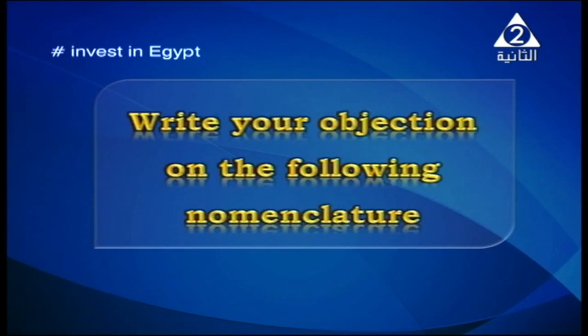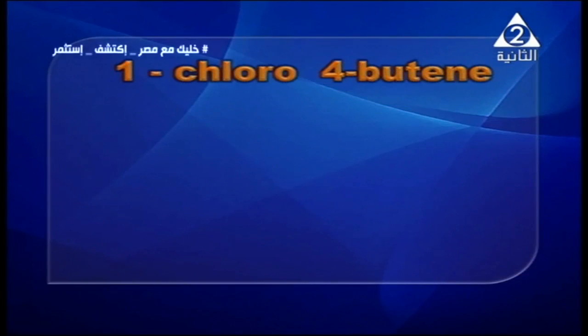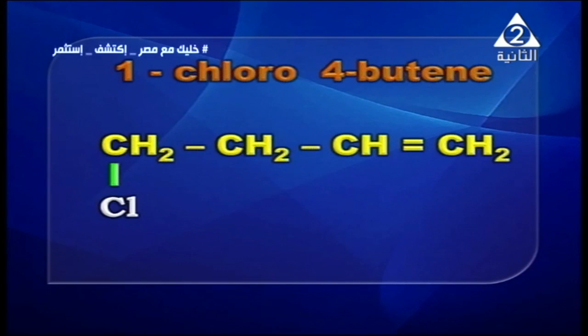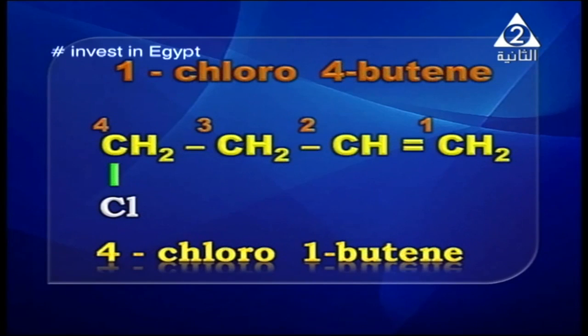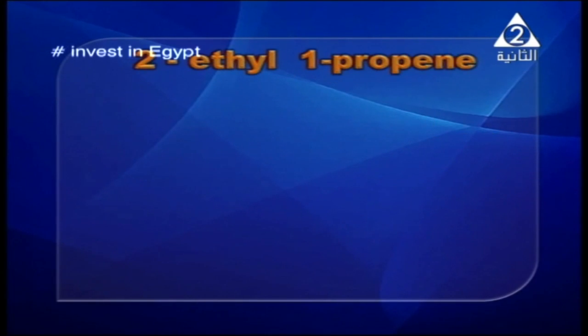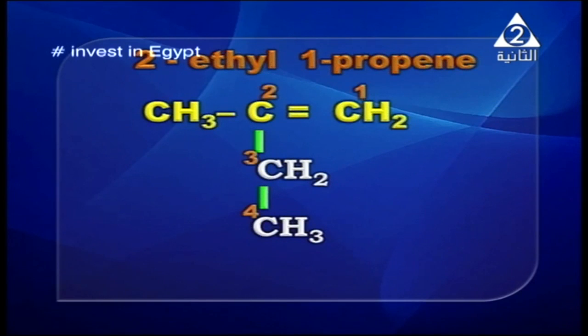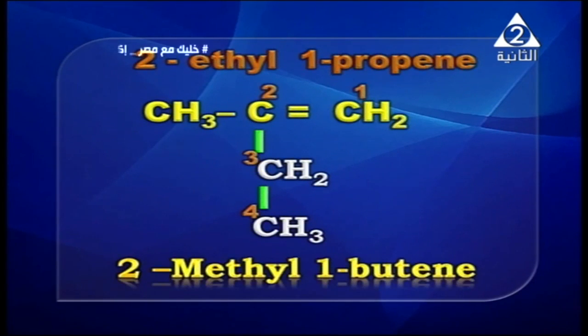Next type of question. Write your objection on the following nomenclature. 1-chloro-4-butene. If you write the structural formula of this molecule, my dear student, and name the carbon compound, we will find that the numbering of carbon atoms starts from the end nearest to the double bond, so its name will be 4-chloro-1-butene. Next one, 2-ethyl-1-propene. So, my dear student, naming the carbon atoms, the name of the compound according to the IUPAC system will be 2-methyl-1-butene.